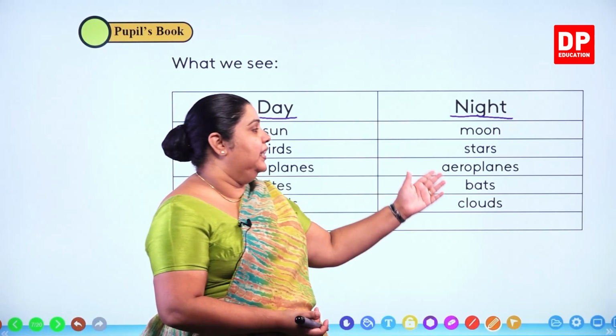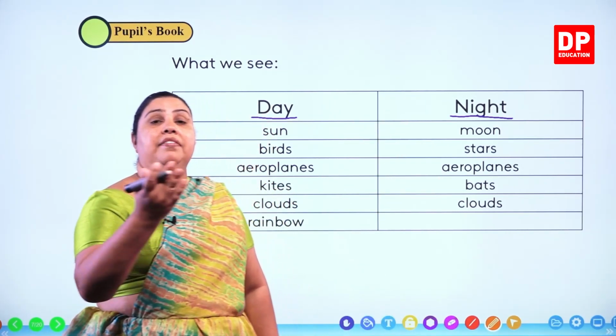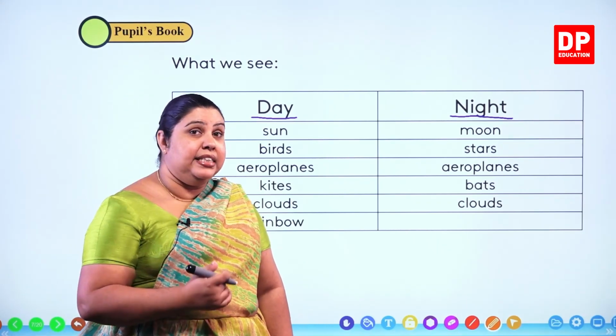So now these are the things we see in the night sky. What are the things we see during the day sky?